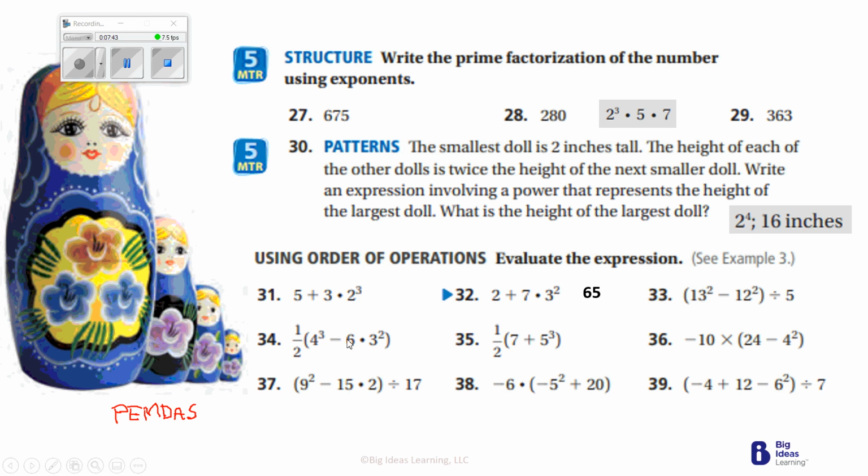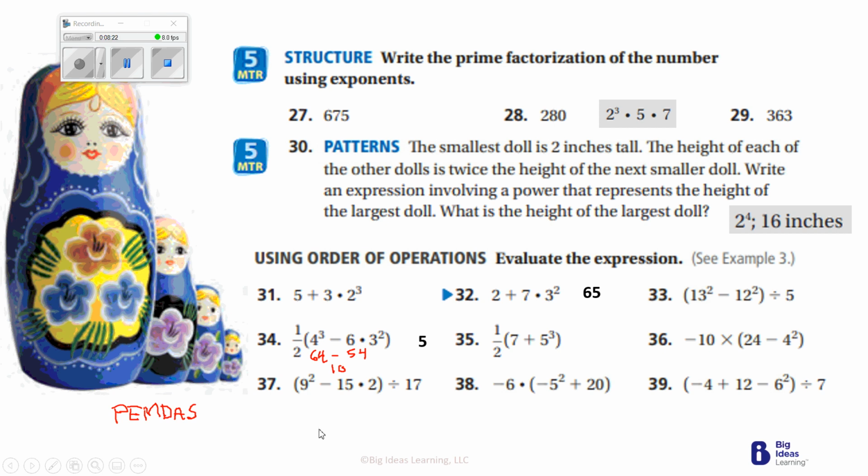So now we have 64, and I'm just going to write this in so we don't forget it here. This is really 64, and we're subtracting 6 times 9. 6 times 9 is 54. 64 minus 54 is 10. And now we're taking half of 10. I'm guessing my answer is 5. There we go.